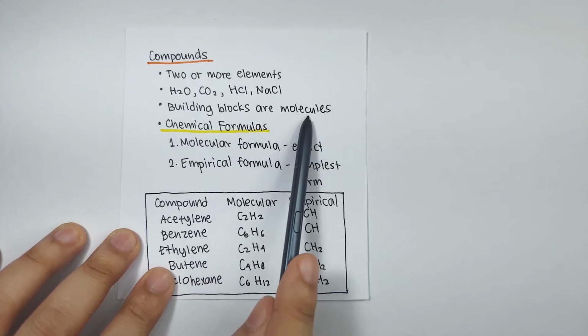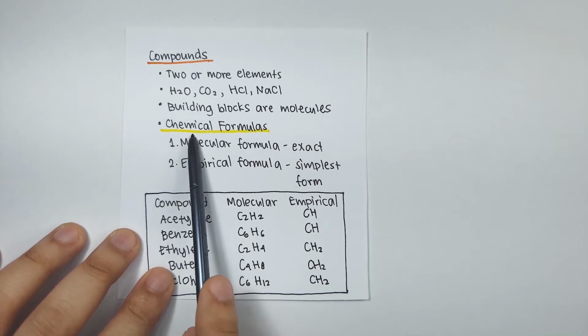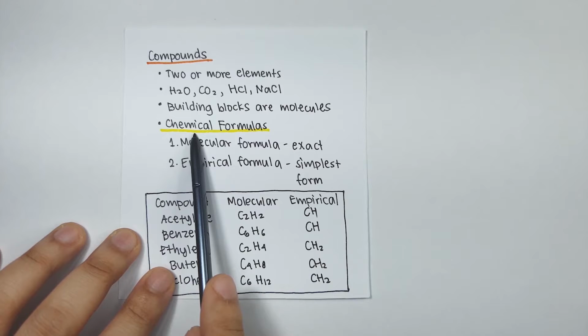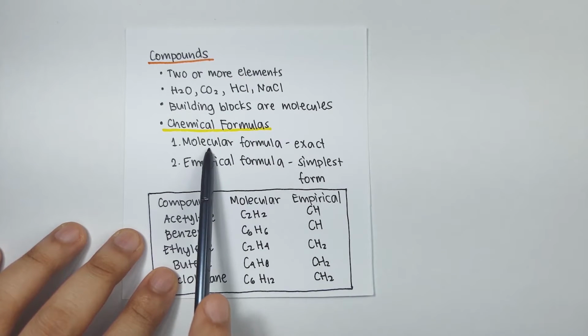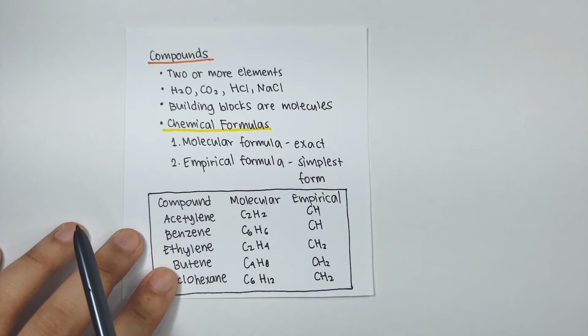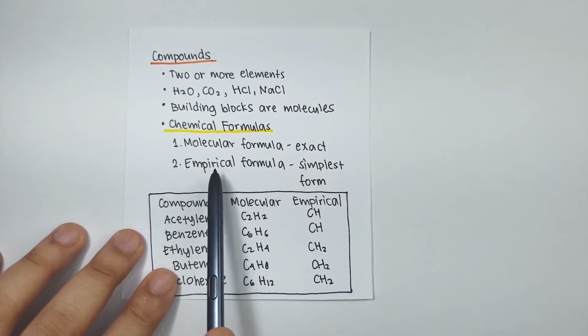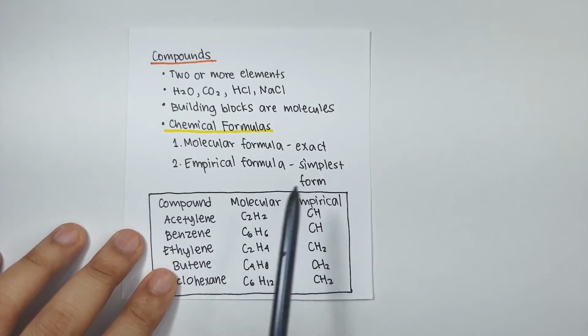Yung building blocks niya are molecules. Now, ang compounds ay may dalawang klaseng chemical formulas. First is ang molecular formula, which is an exact formula. Second is the empirical formula, which is the simplest form.